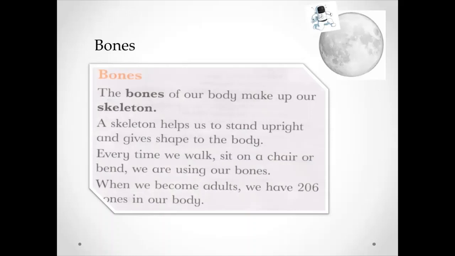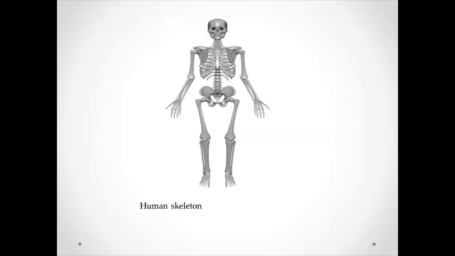Now let us talk about the skeleton. When every bone is placed in its place, it becomes a skeleton. Skeleton gives shape and form to our body. Skeleton is the framework which gives shape and support to our body and helps us to move. Now look at this diagram. What is this? It is a human skeleton.